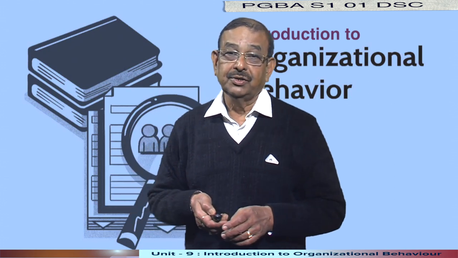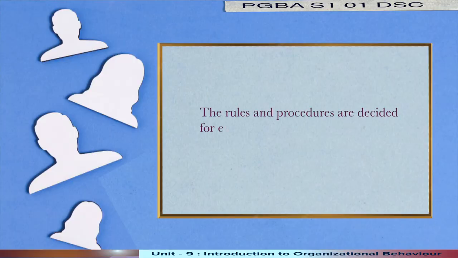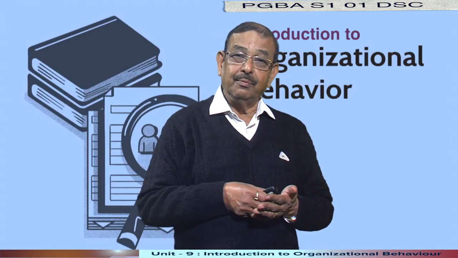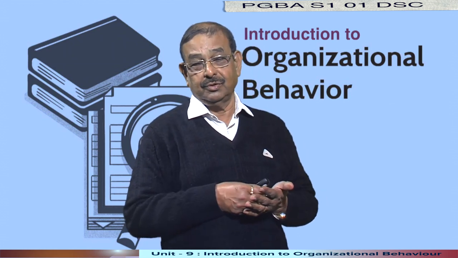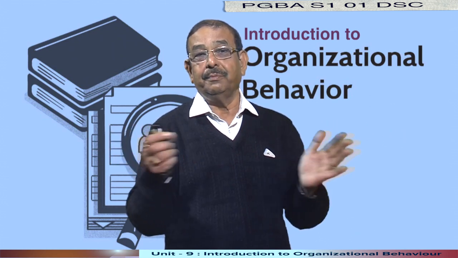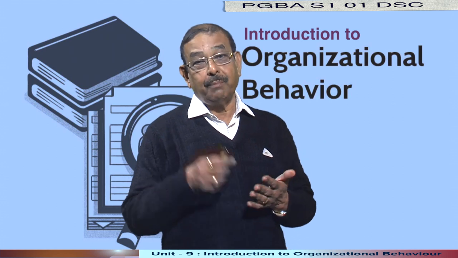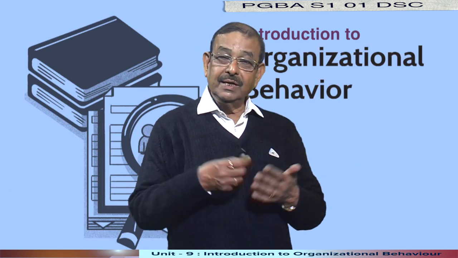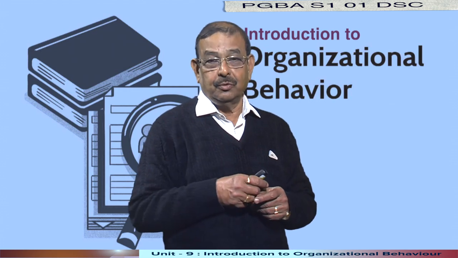That is bureaucratic organizations. So these are certain benefits. Because the rules and procedures are very well decided for every work, it leads to consistency in employees' behavior. Someone is taking care of provident fund or pension, so we'll be governed by the pension rules, we'll be governed by the provident fund rules. So there will not be two cases that are different. Each one will be governed by the same set of rules. And since the employees are bound to follow these rules, the management process becomes easy. The only challenge for the management process is to design those rules, then administer those rules.